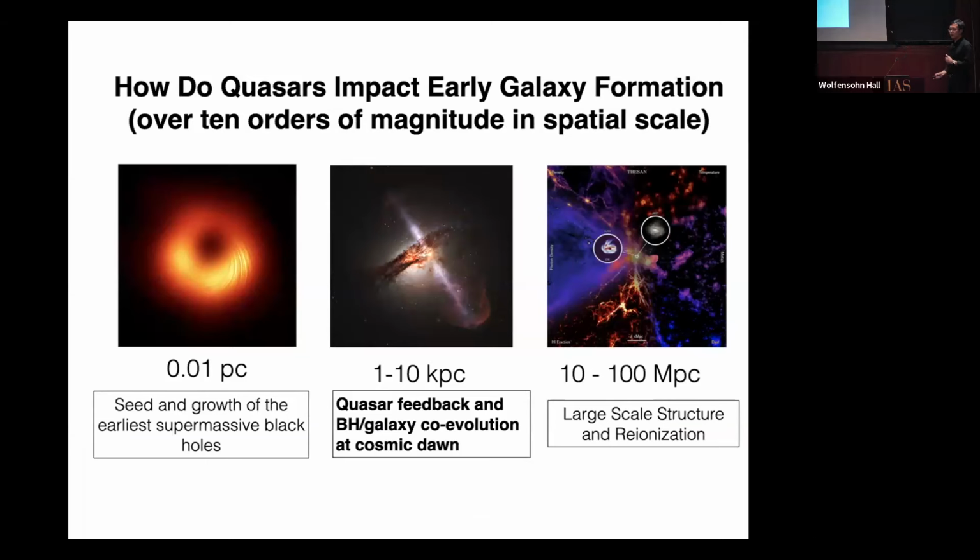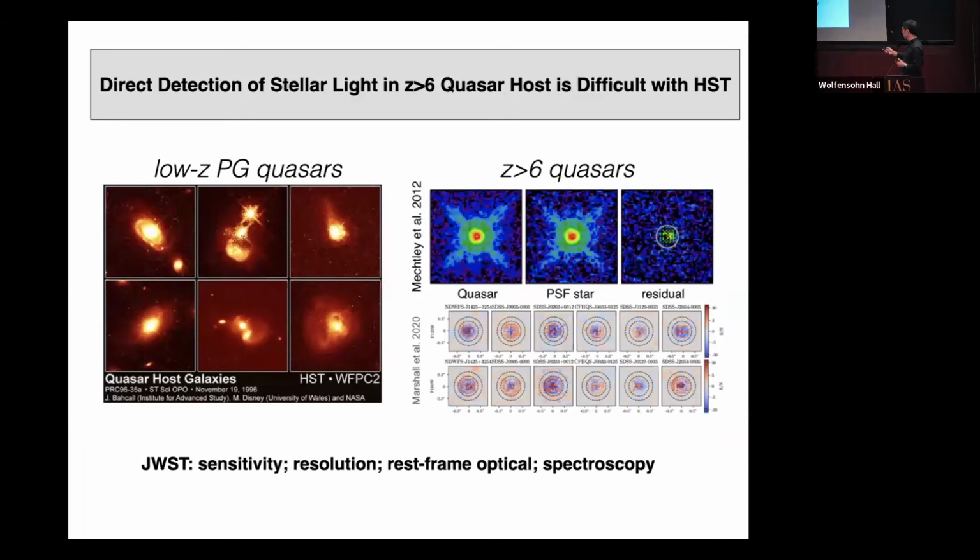So when we think about quasar host galaxies, the first things that come to mind are these beautiful pictures from, of course, John Bahcall and his group's work three decades ago using HST to look at low redshift quasar host galaxies. You see a diversity of hosts, from elliptical looking to spiral to interacting systems. We would love to see them at high redshift, but it turns out to be really hard, even with HST.